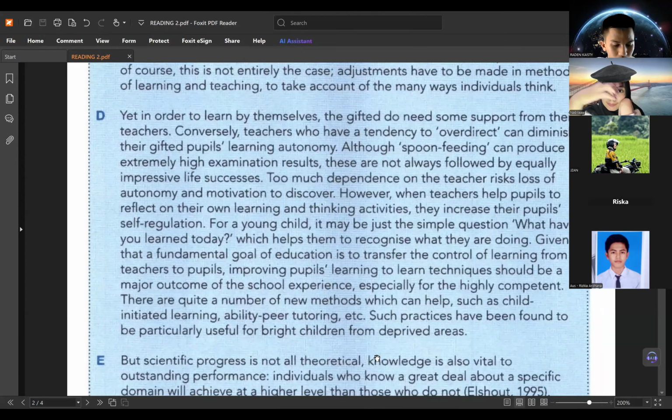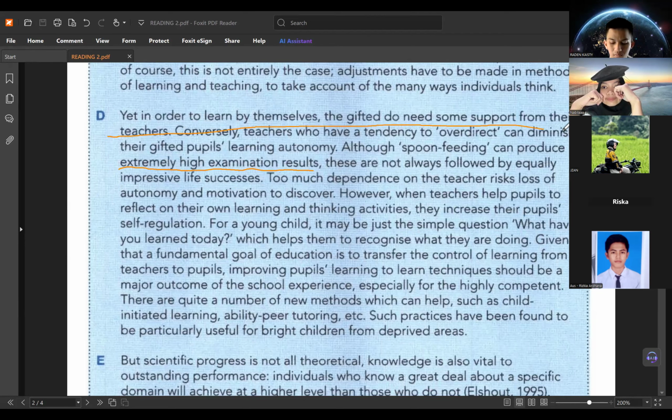Which one, Rizka? Impressive life success. Where is it? Impressive life success is different, Rizka. No, sir. Impressive life success means keberhasilan hidup yang mengesankan. So not test. Extremely high examination result. Which one is that? Where is it? About impressive life success. There it is. Very good. Yes. Extremely high examination result. Hasil tes yang sangat tinggi. That's the synonym of impressive, sangat mengesankan.